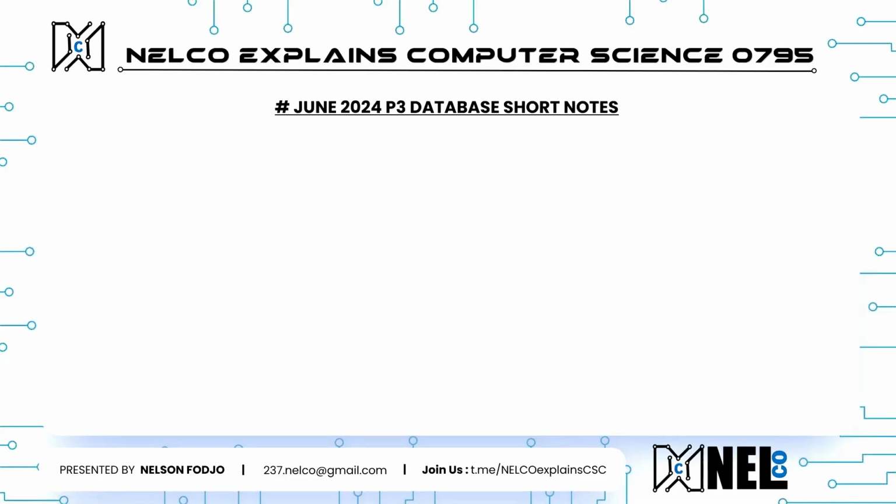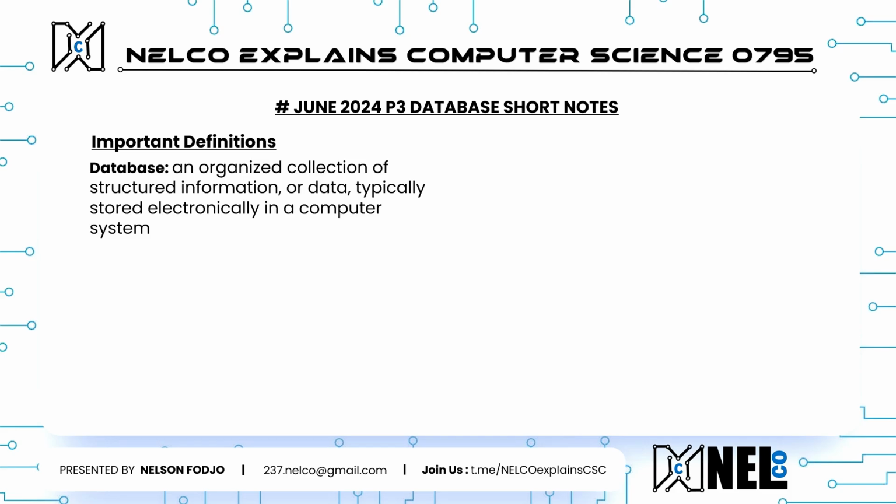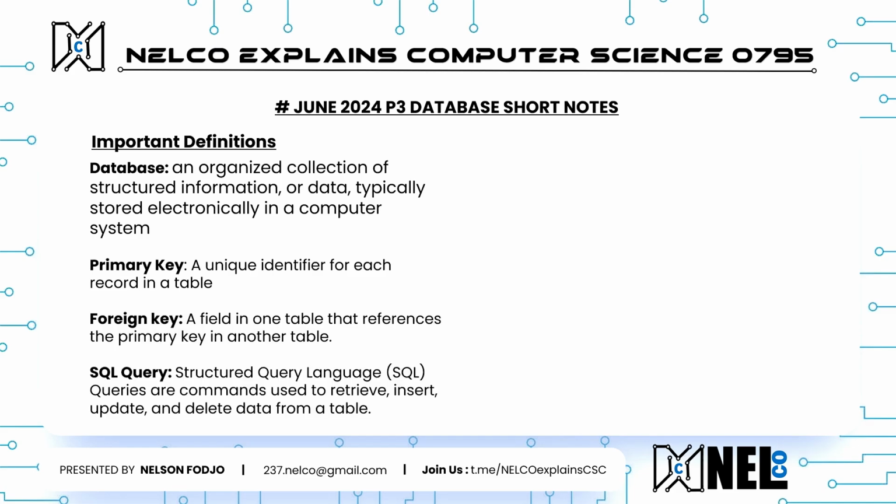Before starting, we are going to recall some important definitions, a combination of short notes that will help you navigate through the paper. So let's just start. First definition, we have database, which is an organized collection of structured information or data, typically stored electronically in a computer system. Primary key is a unique identifier for each record in a table. Foreign key is a field in one table that references the primary key in another table.